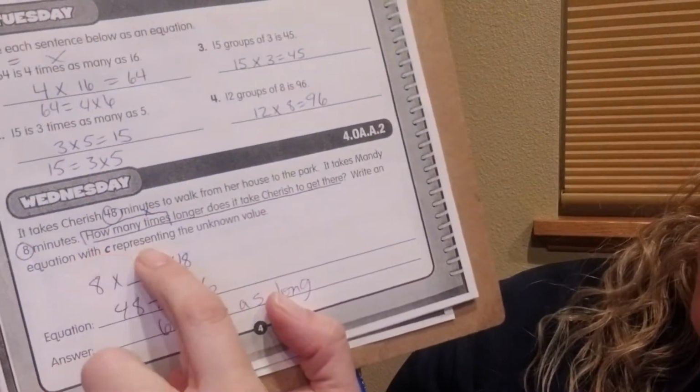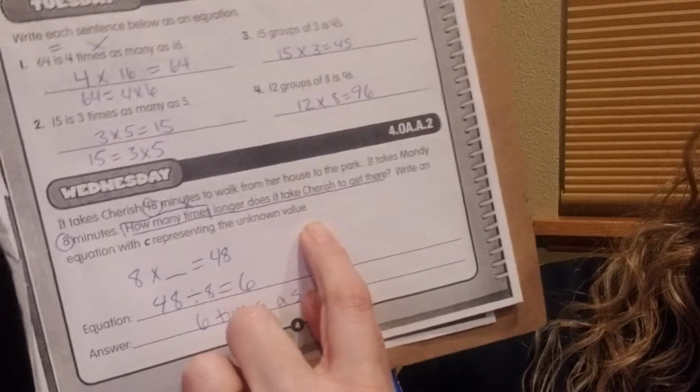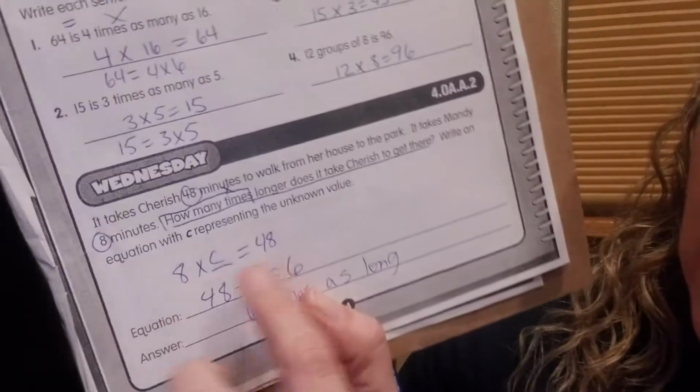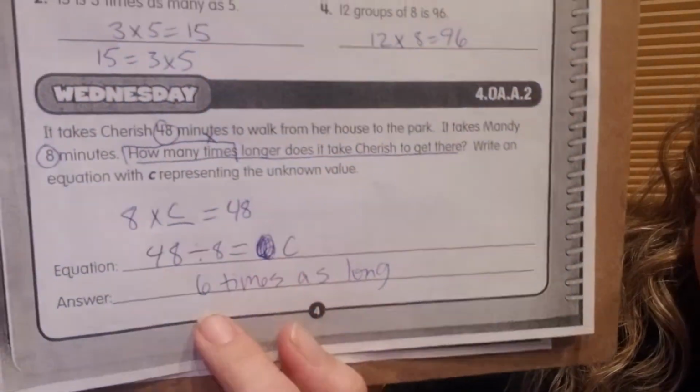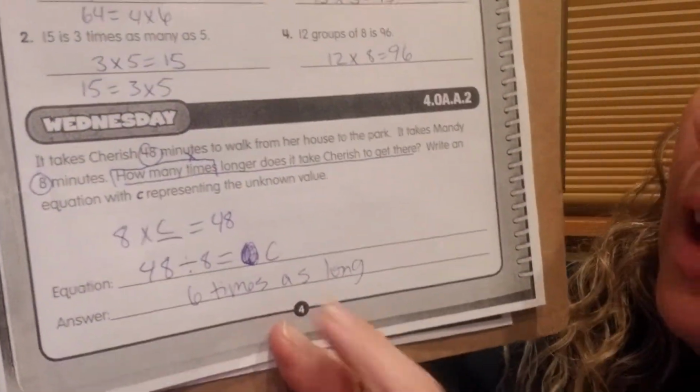Okay, and then right here, it says write an equation with C representing the unknown value. So instead of a line, I should have written a C. 8 times C equals 48, or 48 divided by 8 equals C. And then the answer is 6. 6 times as long. Remember that letter just means it's an unknown number. We don't know what it is. It could be a C, it could be a B, an X, an A, really whatever you need. Okay? All right, look on the next part on Thursday.